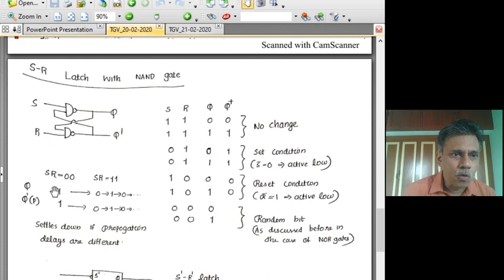Again, we will now look at what happens when both S and R are 0, 0. We have already seen that a 1, 1 is a no change condition. Now, we can guess that a 0, 0 should be a forbidden condition. That is what precisely happens. When both S and R are 0, 0, so you have a NAND gate where both S and R are 0, 0 for both NAND gates.